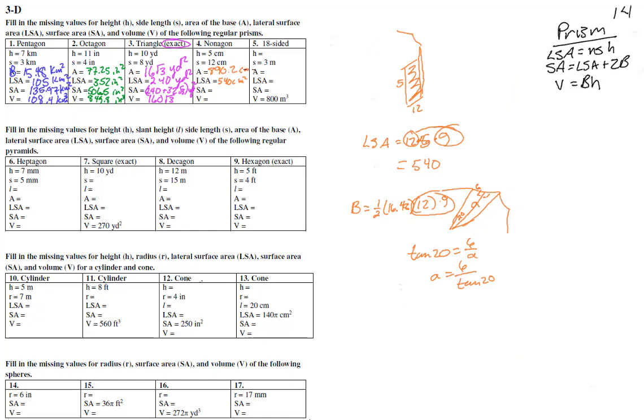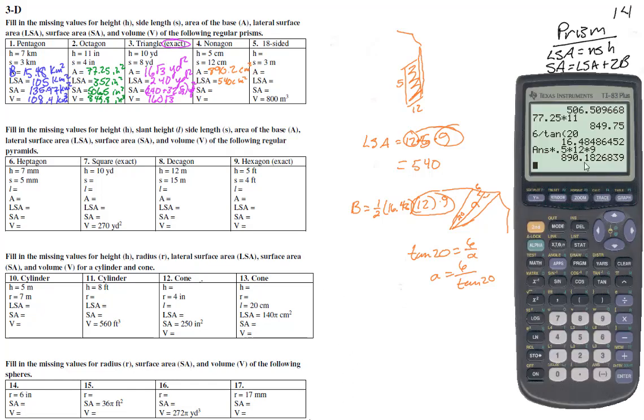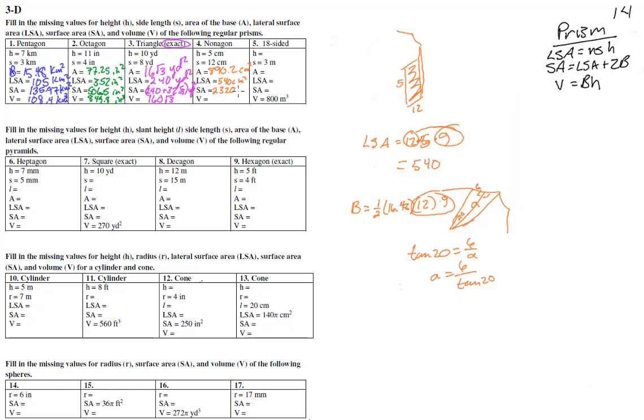So I'm going to write that down, 890.2 centimeters squared. All right, surface area, we're going to take 2 of these plus the lateral surface area. So times that by 2 plus the 540, and that'll give us the total surface area, which is 2320.4 centimeters squared. Now onto the volume.